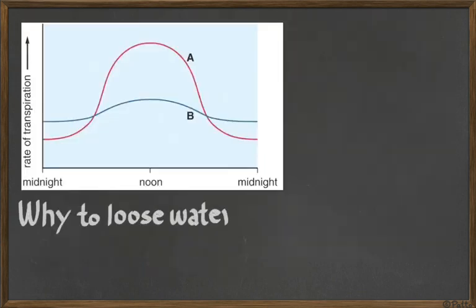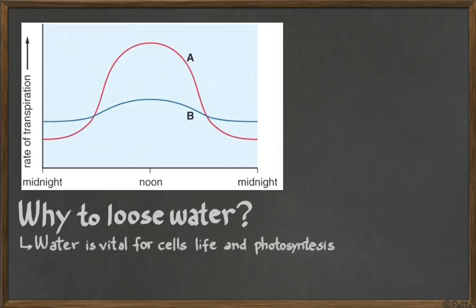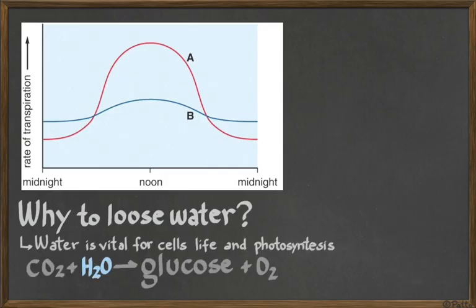So the main question would be: why lose water? We saw that the plant can regulate losing water, but why have a mechanism that allows it to lose water? Why not be sealed? Because losing water is bad. The plant wants to have water. Water is vital for the life cycle of the cell. It's vital for photosynthesis. The plant uses water to do its main chemical reaction, photosynthesis. So why afford to lose water?